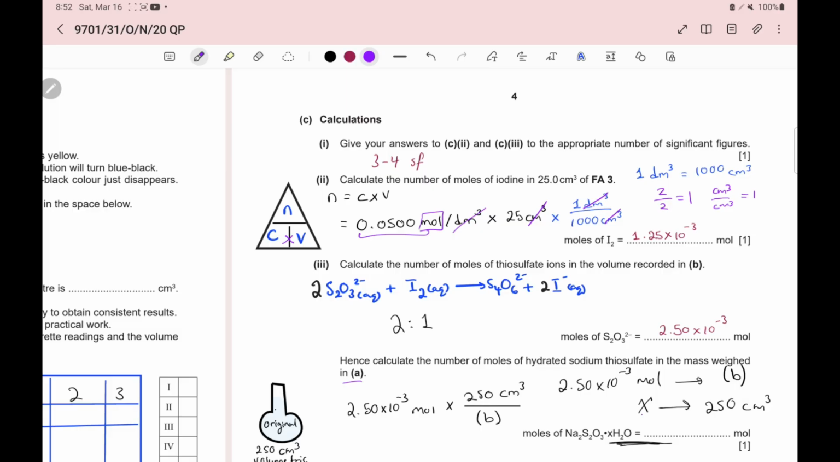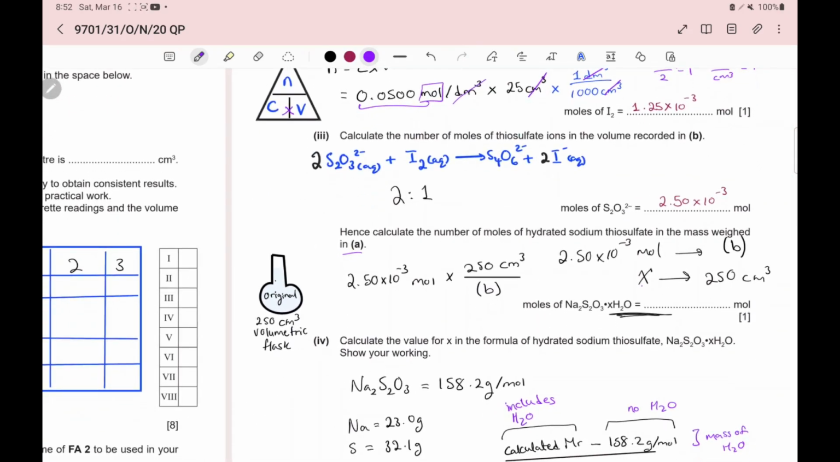Next, we're going to calculate the number of moles of thiosulfate ions in the volume recorded in B. So we're going to use our trusty equation, and we're going to see that for every iodine, we're going to use 2 thiosulfate ions. So we're going to take the moles of iodine that we found, which is 1.25 times 10 to the negative 3, and multiply that by 2. And that's it.